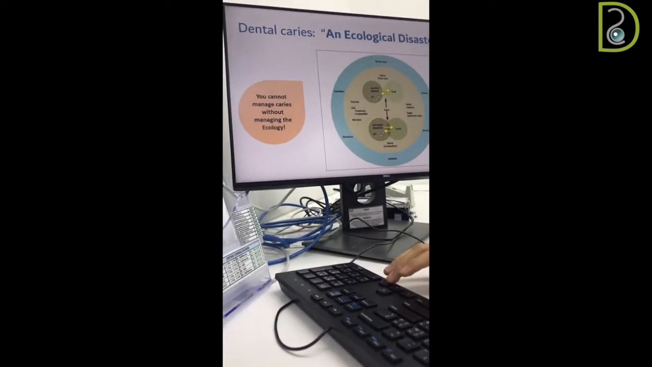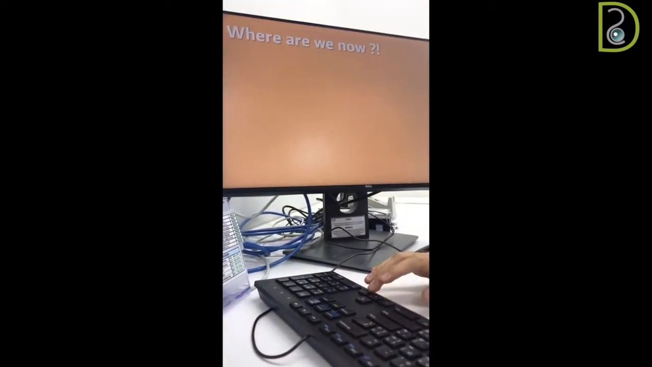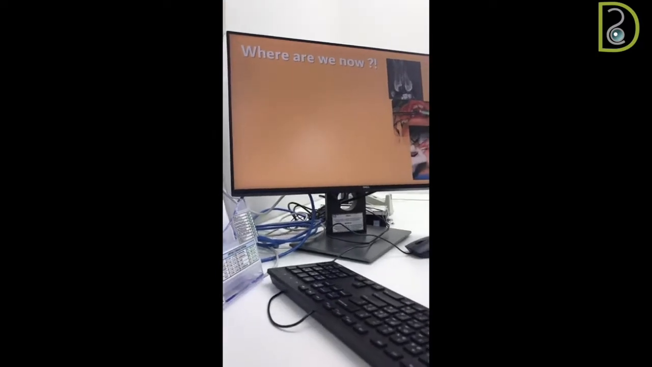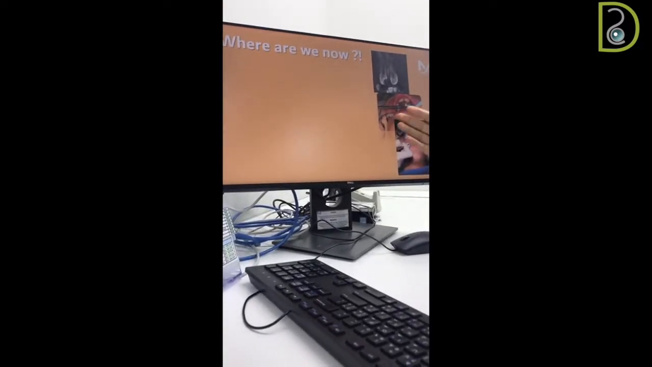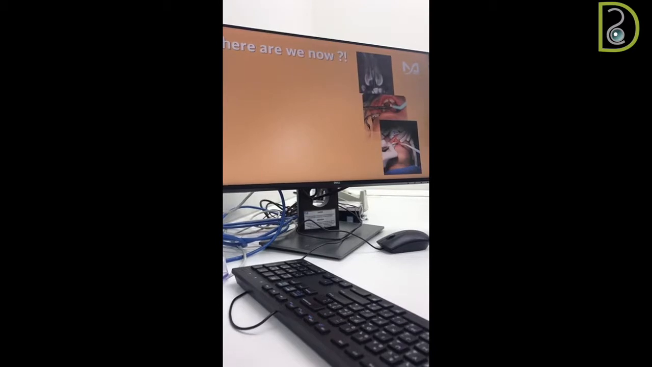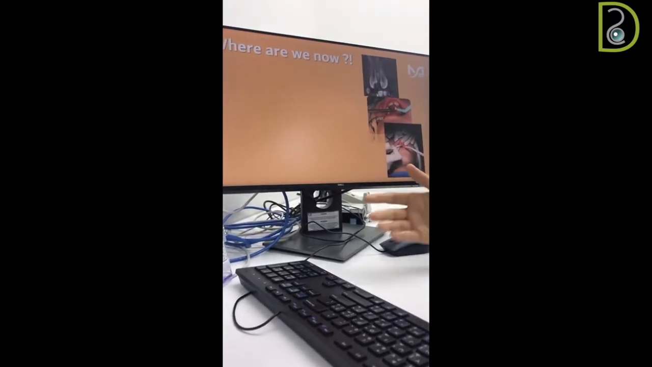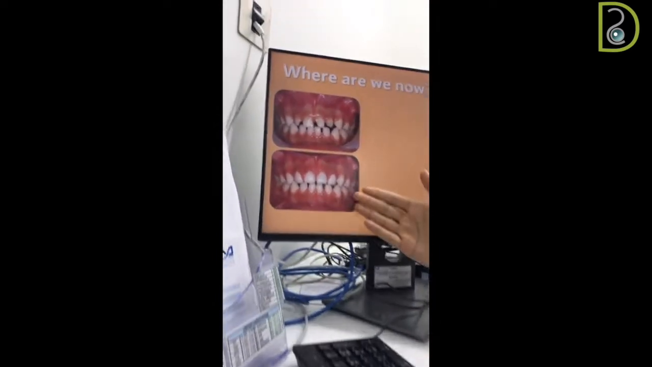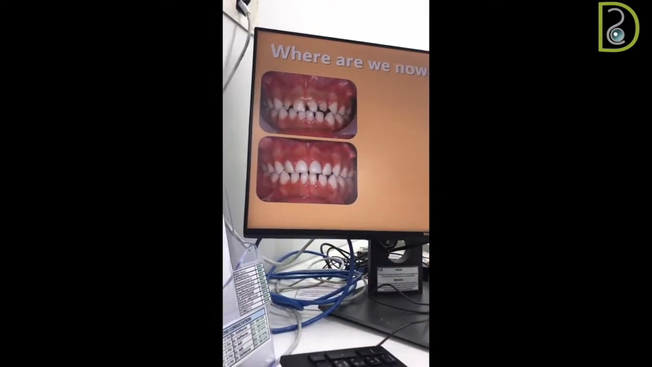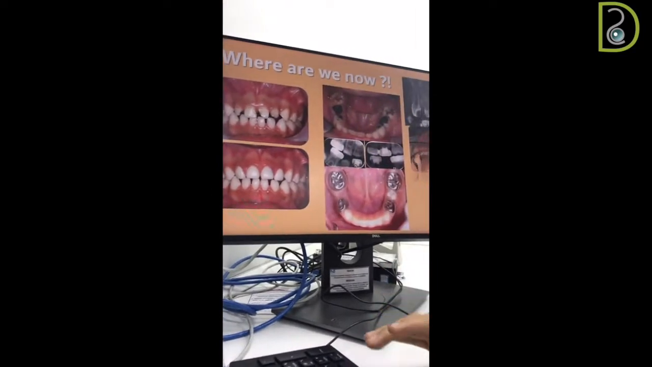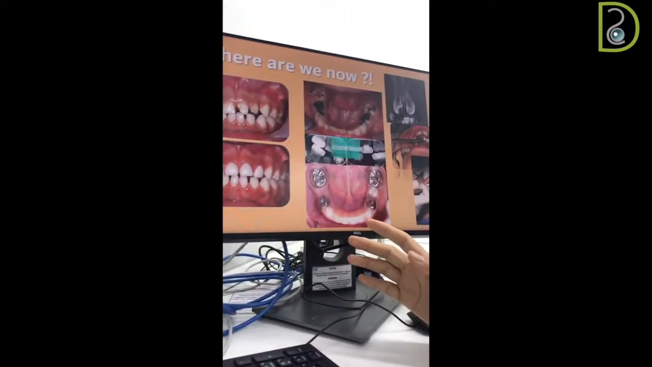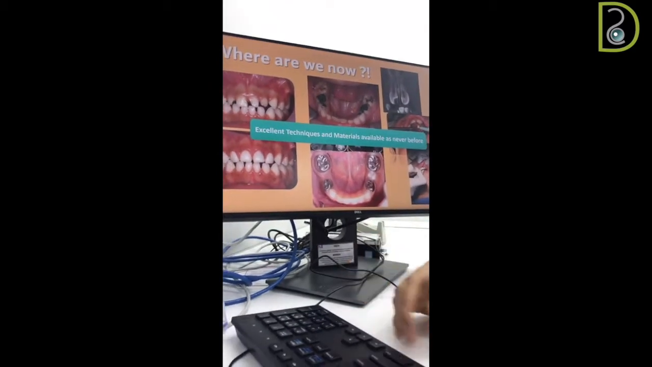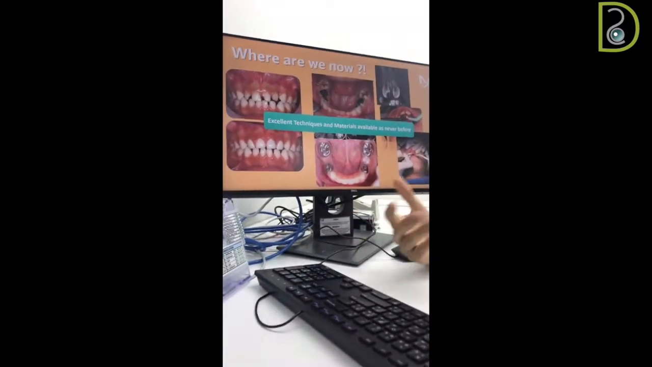So first we need to manage the ecology of the dental caries. So where are we now in pediatric dentistry? We have the best CBCT scans, we have general anesthesia, we remove the supernumeraries, we do surgeries, we have sedation, we have noninvasive restorative or aesthetic restorations. These are the zirconia crowns. So basically we have excellent techniques and materials available as never before. So we have all these materials. Now, how will we use them?